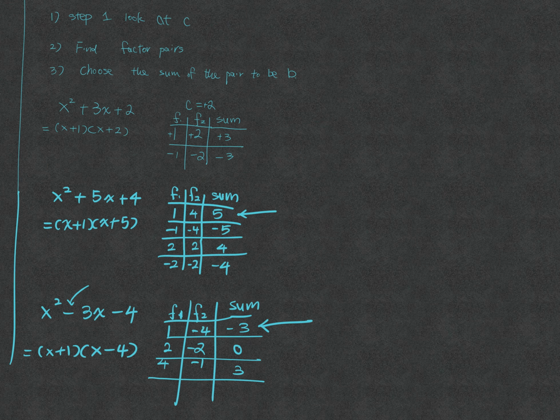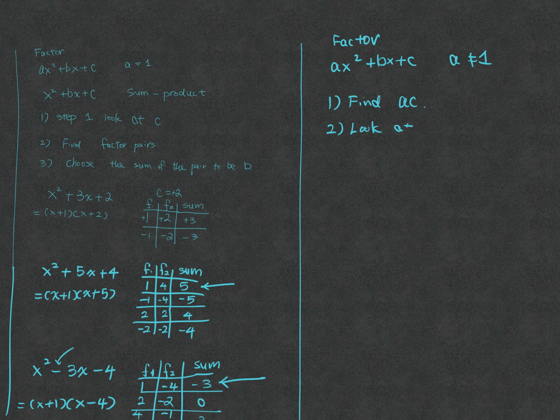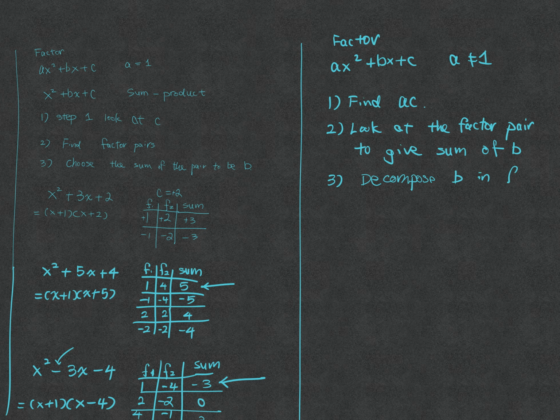The last method is for the trinomial ax squared plus bx plus c when a is not 1. So again, let's try. Step: find ac. We find the product, and then look at the factor pair that gives the sum of b, and decompose b into F1 and F2.